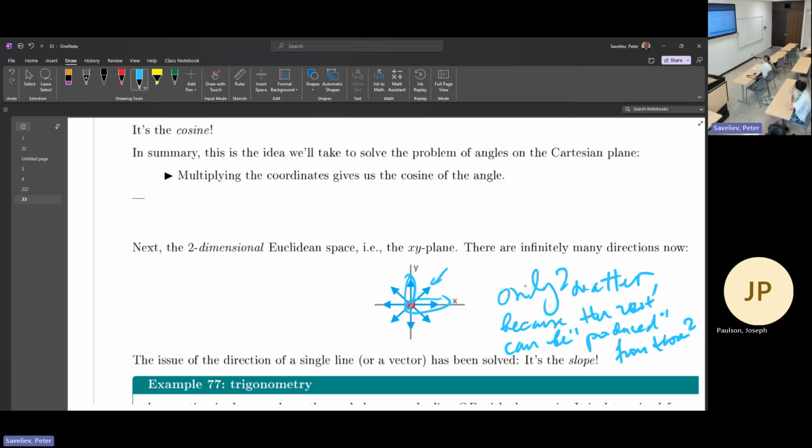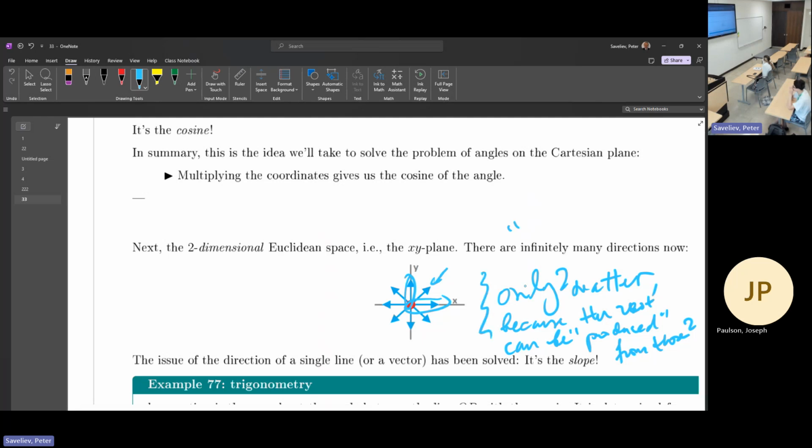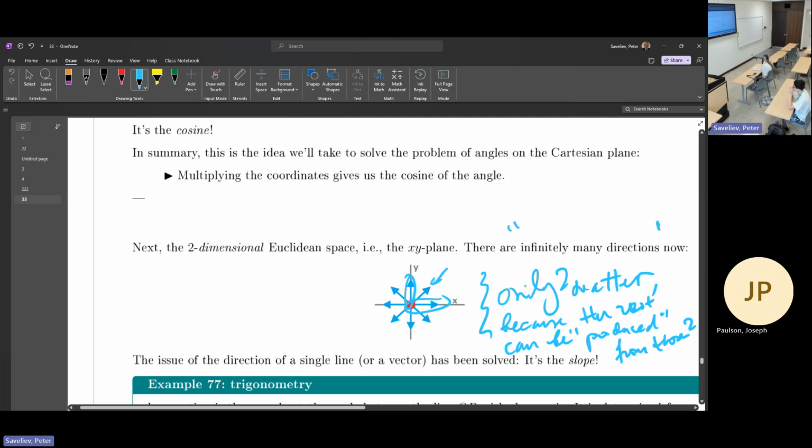How it works out exactly, we need to develop vector algebra, and so we will. But for the time being, let's just say that's an anticipation. It's not really infinitely many directions. There are infinitely many, but fortunately we can control them by means of algebra.